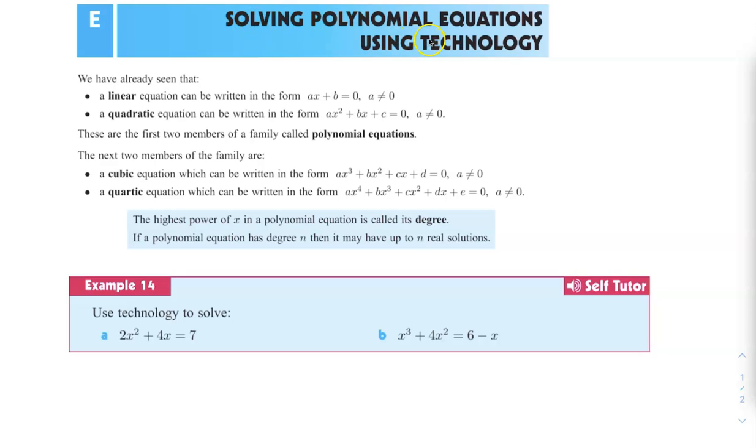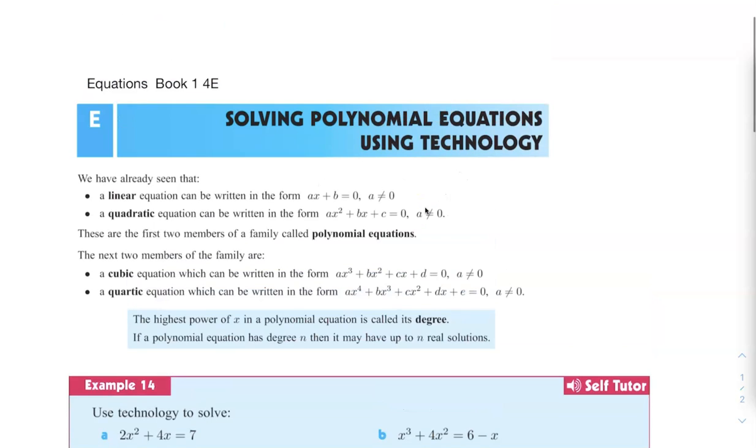Solving polynomial equations using technology. So earlier we saw linear equations and quadratic equations. Those are the types of polynomial equations. And we're going to use that idea to solve more polynomial equations, like a cubic equation, a quartic equation. But the key thing with all these, mentioned before, the highest power, which gets you the name of the polynomial equation, is also called the degree of the polynomial equation, but it's also the number of solutions you have.